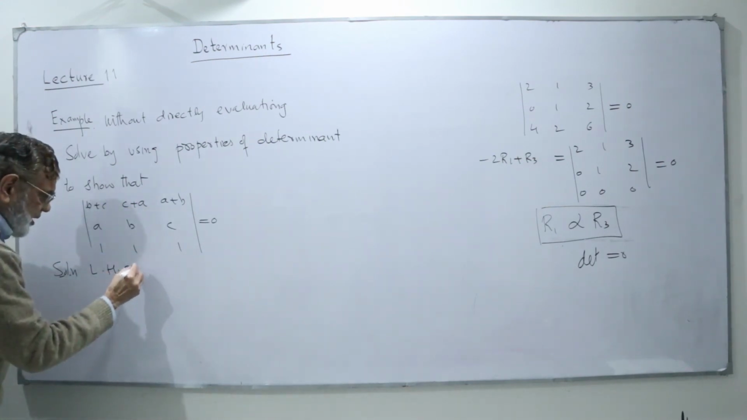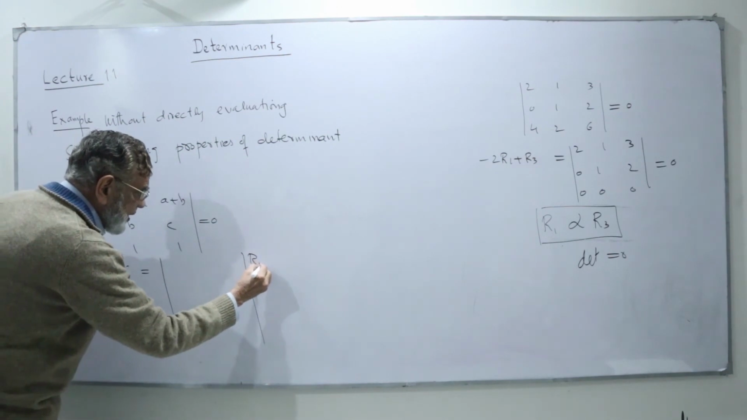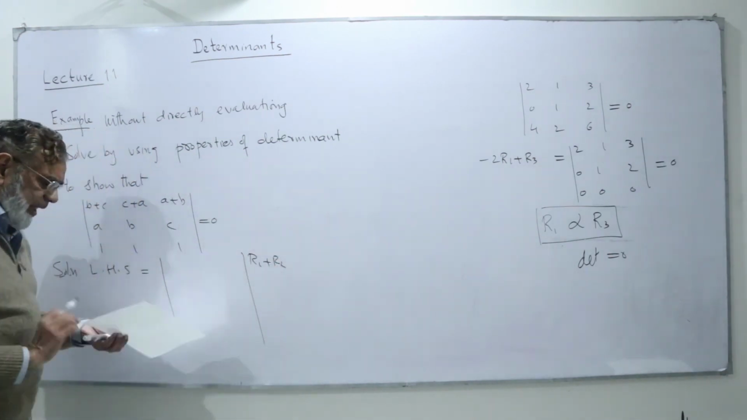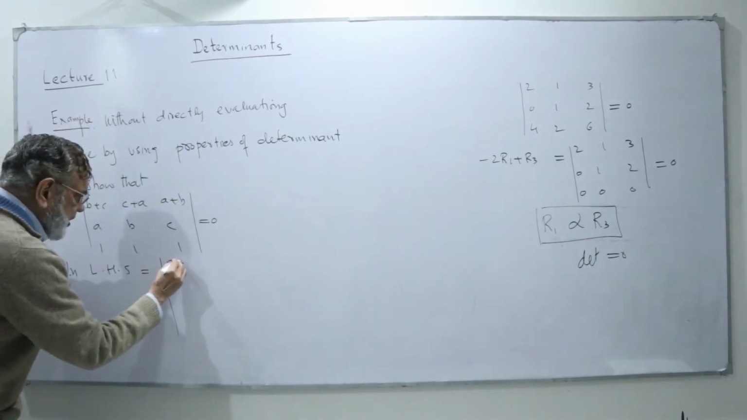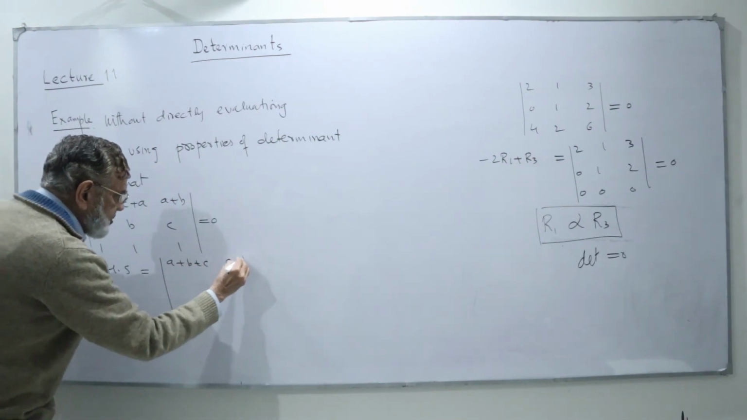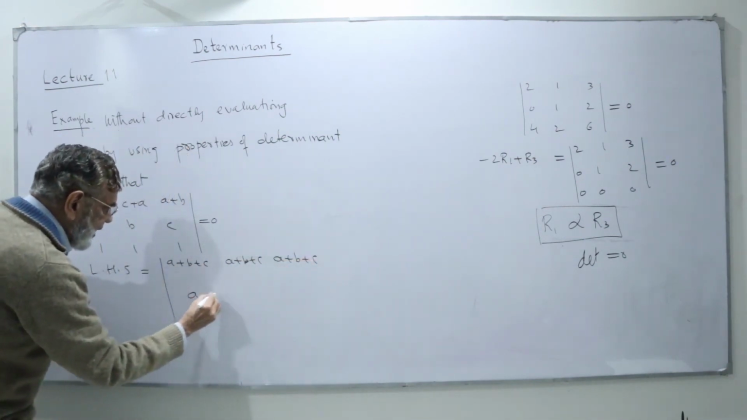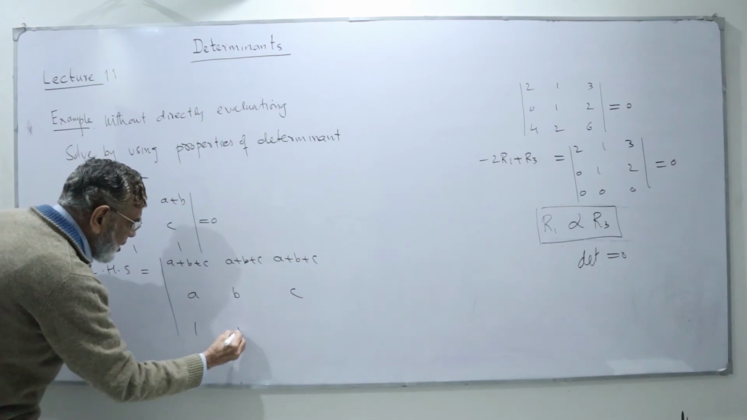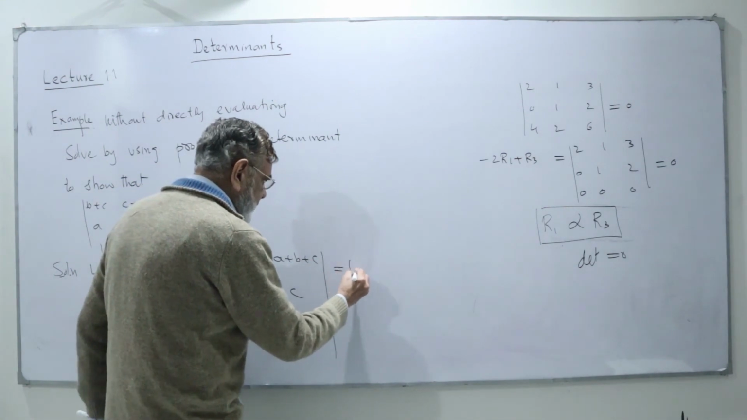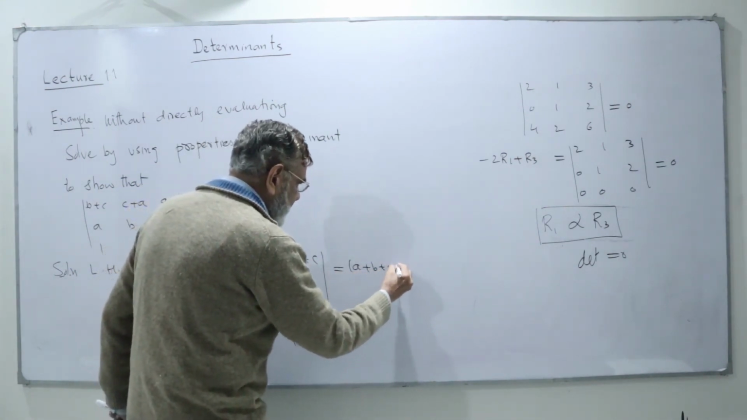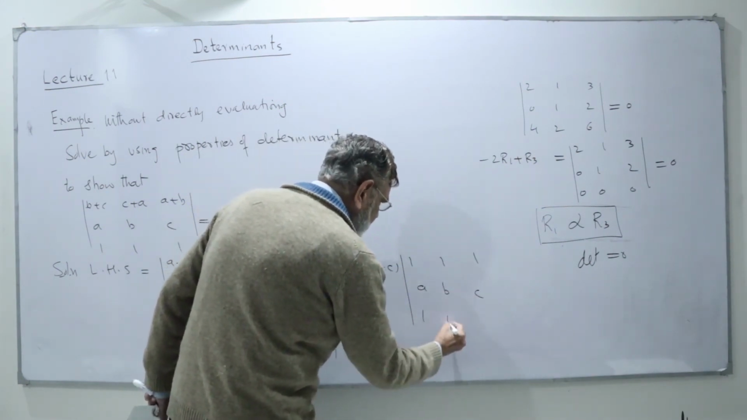So here on the left hand side, we are having the operation we are going to make. We add R1 plus R2. That will give me, when we add R1 and R2, the rows A plus B plus C, A plus B plus C, A plus B plus C; then A, B, C; then 1, 1, 1. Now from the first row we take A plus B plus C common. We get 1, 1, 1; A, B, C; 1, 1, 1.